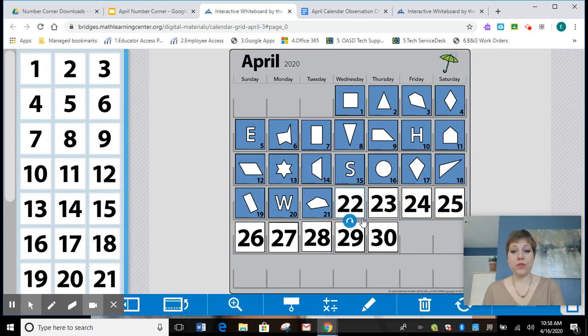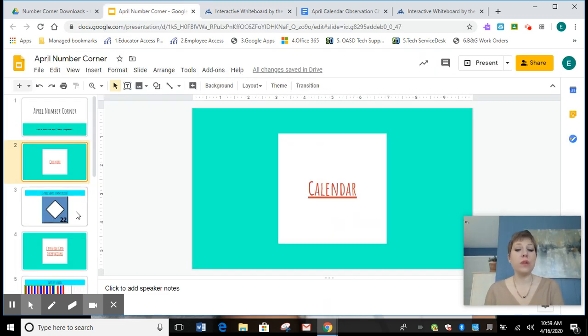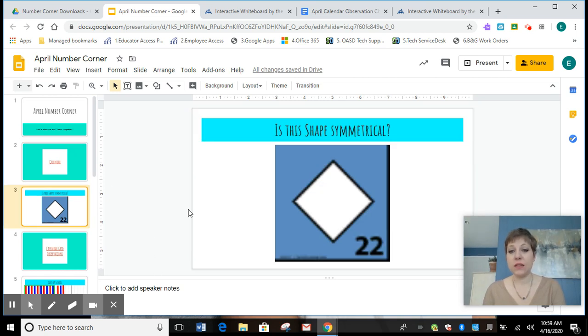Today it is April 22nd, 2020, and when I turn over today's marker, I see this shape. Now, we're going to take a closer look at this shape because I don't want you to get fooled by the fact that this shape is turned. Right now, it's looking a lot like a rhombus, but we're going to take a closer look to find out, is that really a rhombus?